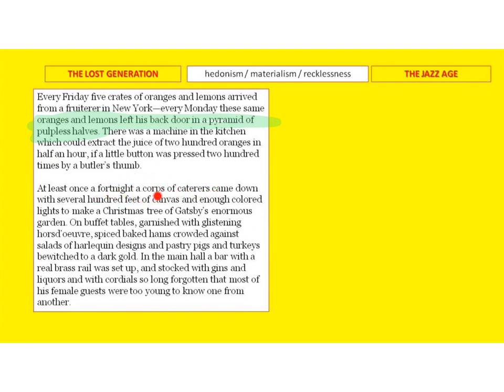So we see at least once a fortnight a corps military word of caterers.